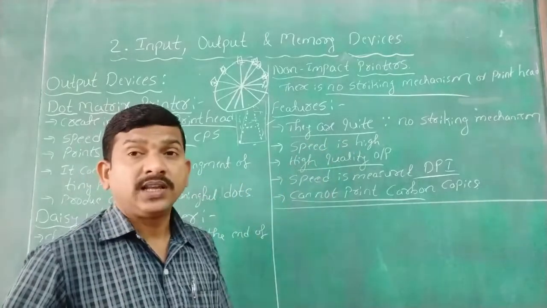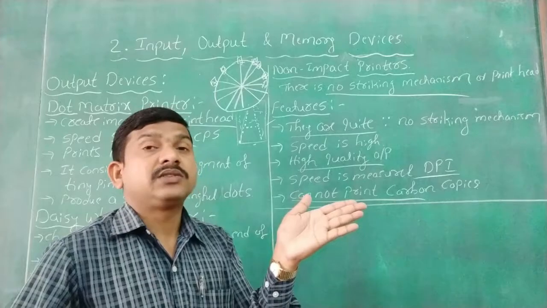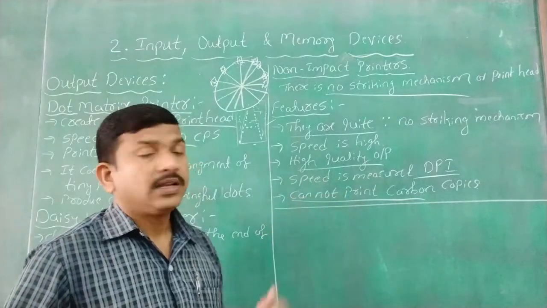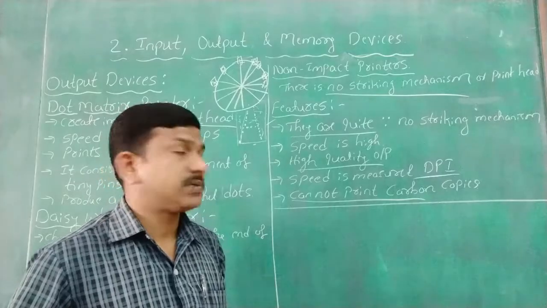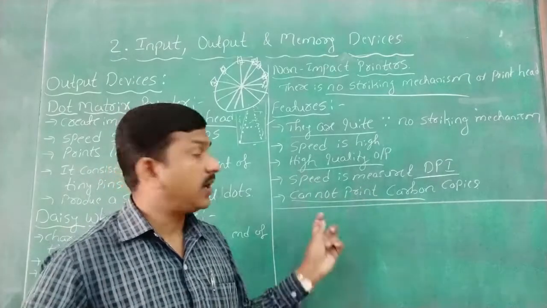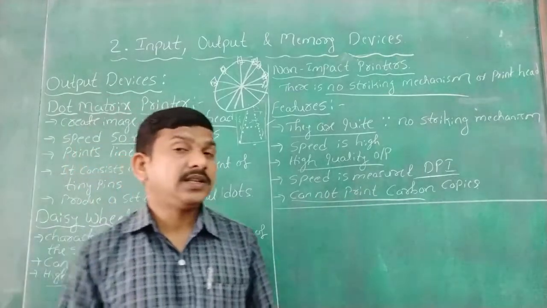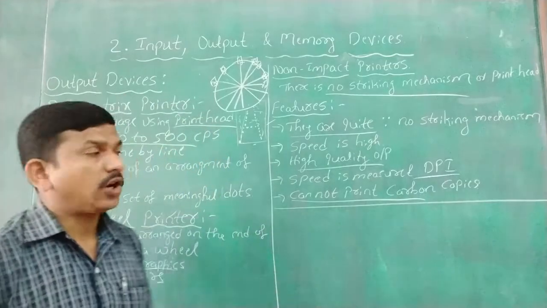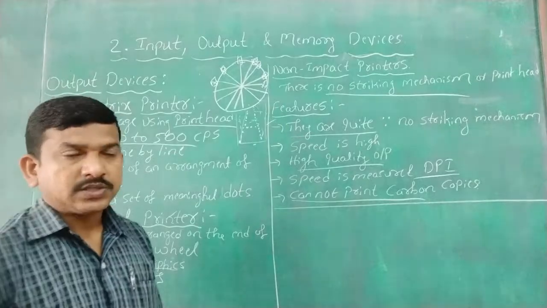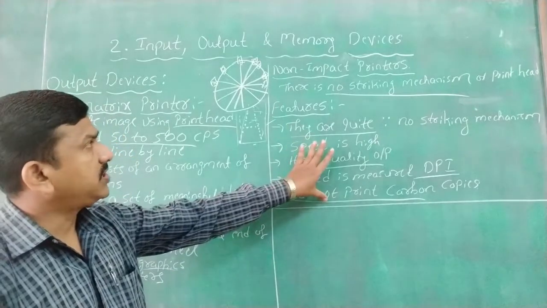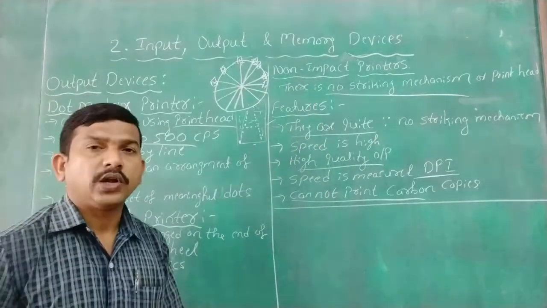Then high quality. The printouts we take are of very high quality. Then how are we measuring the speed? Dots per inch, DPI. And the main disadvantage here, we cannot print the carbon copy. We cannot print the carbon copy in non-impact printer. So these are some features and introduction about non-impact printer.